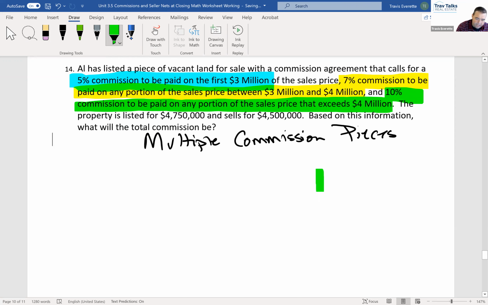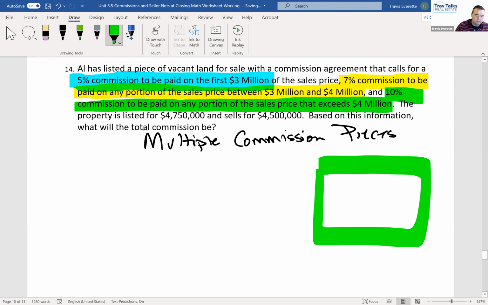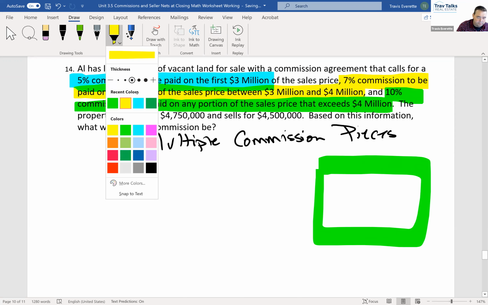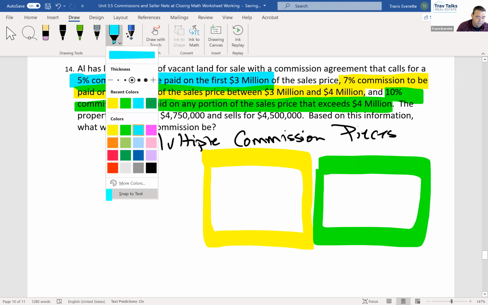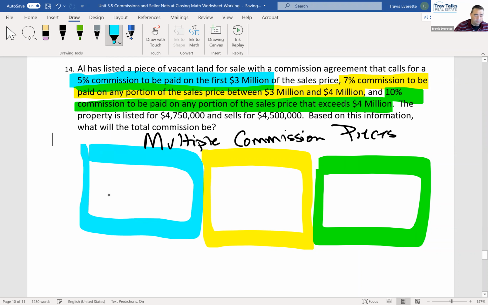I'm going to make myself a box for each one. Here's my green box. Here's my yellow box. And remember, you're doing a dry erase board, so you can have multiple color markers if you want to. That might help on the test for something like this, especially. I'm doing a blue box. I'm essentially going to do 3 different commissions here, and then I'm going to combine them. I like to start with the big one first, the big one being the higher number, the number that favors me the most. So I'm going to start with the 10% one. You can start with whatever piece you want to. I like to start with the 10% one.